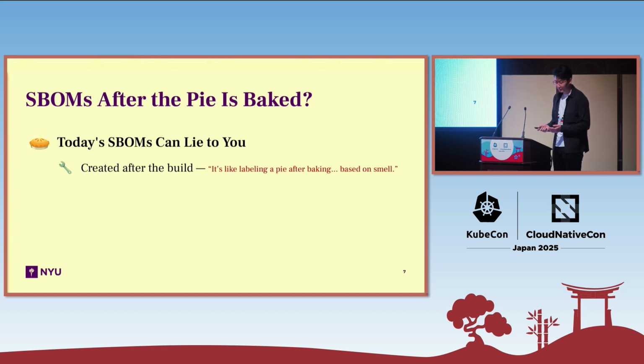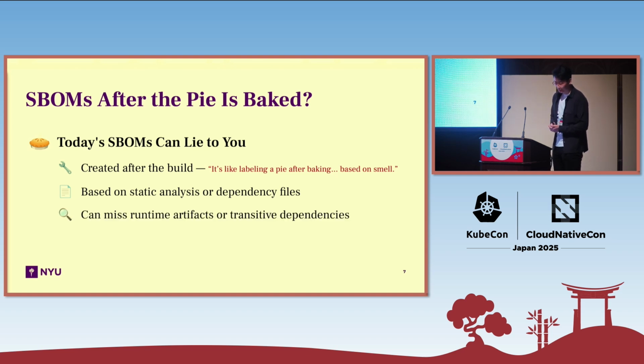In practice, today's SBOMs are often generated by reading static files, like Cargo.toml, requirements.txt, or package manifests. But these don't reflect what was actually compiled or linked. They tell you what was intended, not what was used. That leads to real gaps. These SBOMs can miss runtime loaded components, platform-specific dependencies, or transitive packages that sneak in during the build.